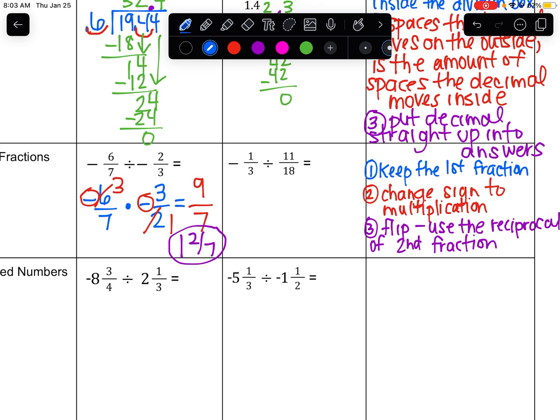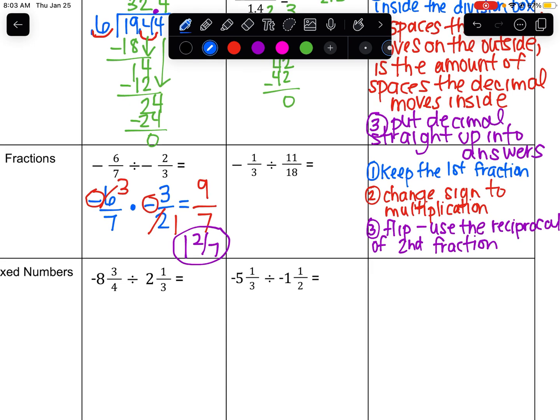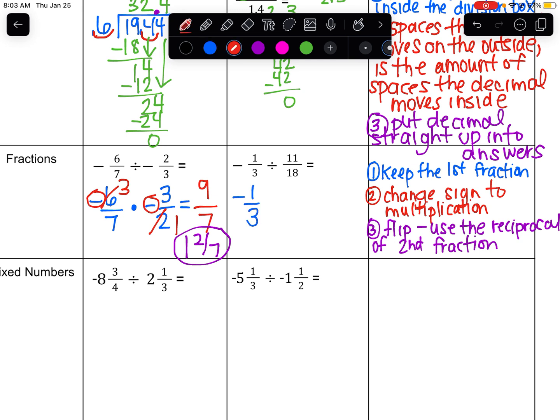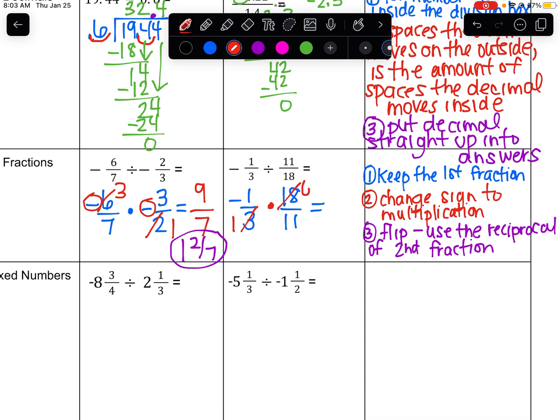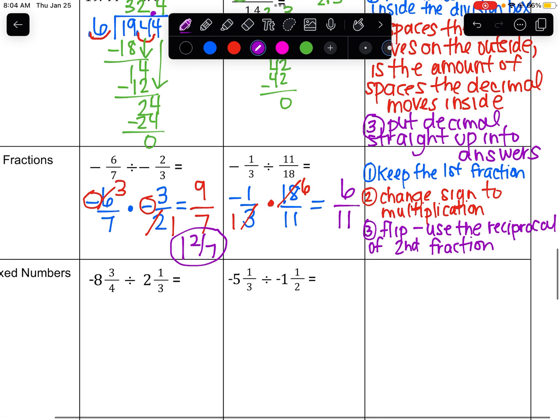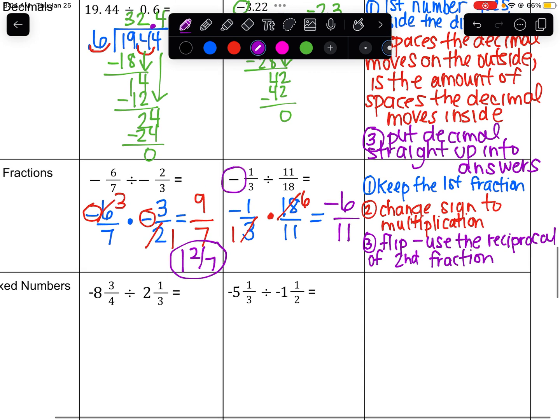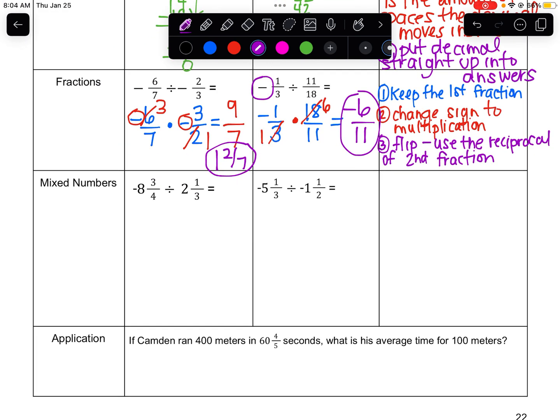So you should have tried this now. Let's go over it. We have keeping -1/3, changing to multiplication, and then we're flipping this 11/18 to 18/11. And then we're going to look to simplify. 3 goes into 3 once, 3 goes into 18 6 times, and then we can multiply across. So 6 times 1, 11 times 1, and we had 1 negative, so we keep it negative, and we get -6/11.